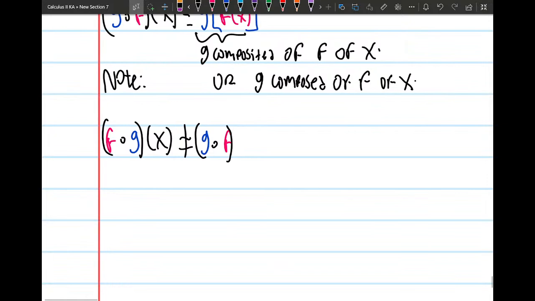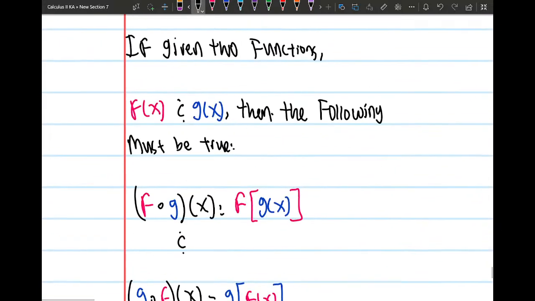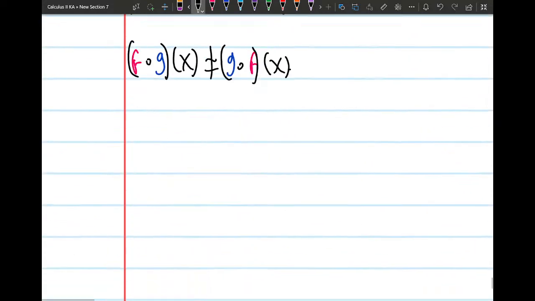g composed of f of x. So these two are not equal. And so we're going to do an example. We're going to do some examples.